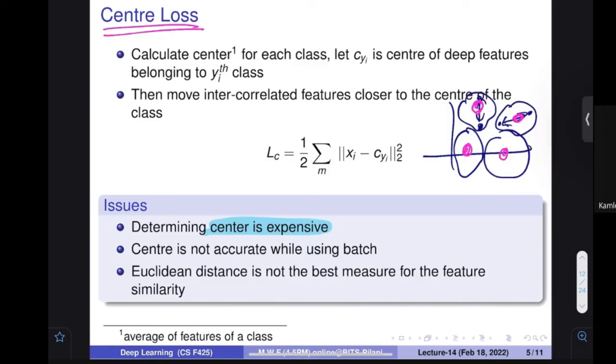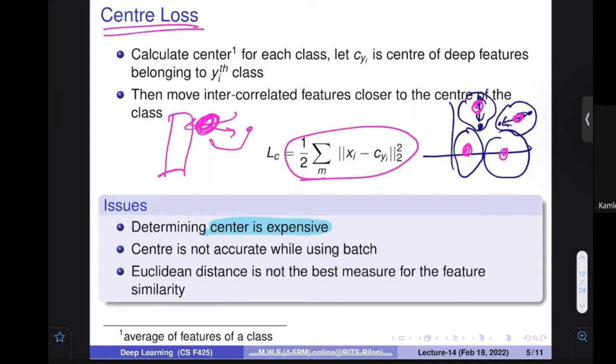But the issue is that finding the center is expensive, because on the complete database you have to apply your algorithm to see which items are inside one center. Then you find out their center, and with respect to the center you find the distance, and then you compute the loss. It becomes very difficult to compute the loss.